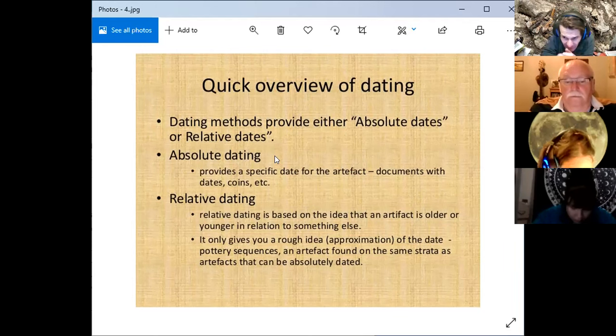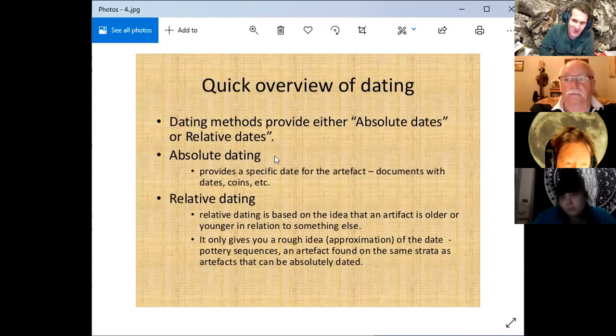So there are other forms of absolute dating. Relative dating is just to roughly work out dates. You know, I'm going to guess that Richard is 65. So there you go, that's a form of relative dating.